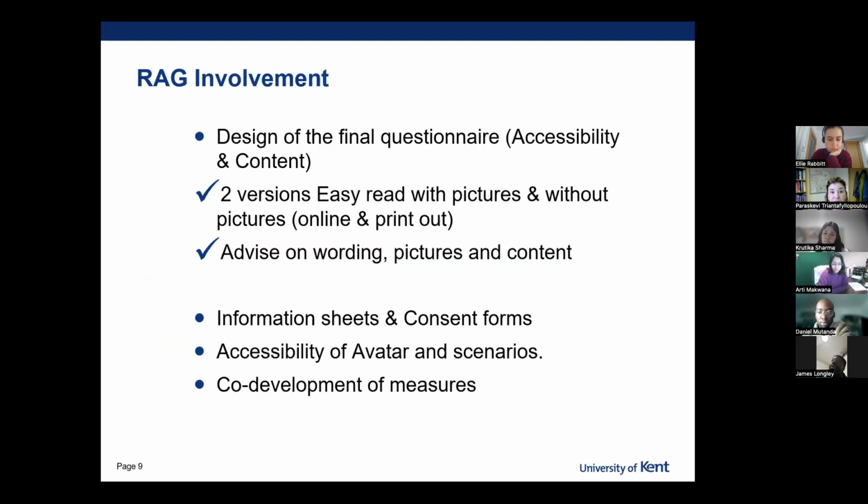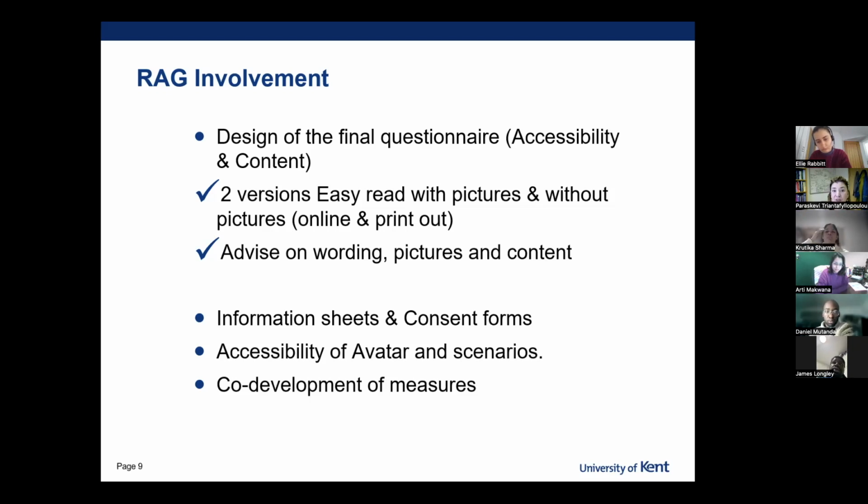Now, the RAG group, the Researching Altogether group, came in on the design of the questionnaires, looking at the accessibility of the questionnaires but also at the content. We ended up with 2 different versions, one easy read version with pictures and one easy read without pictures. Without the involvement of people with learning disabilities, I wouldn't have thought that pictures would be problematic for some people, because they might have felt they're a bit childish, whereas for other people they would have been okay. So we decided to be inclusive and include both.